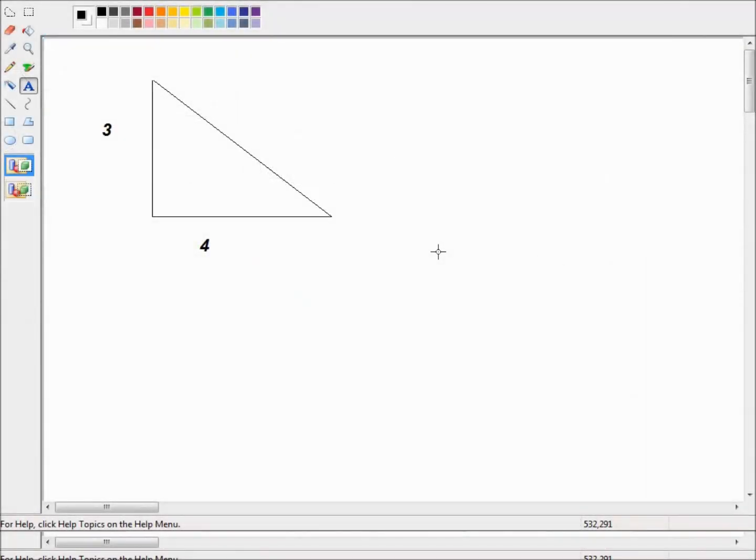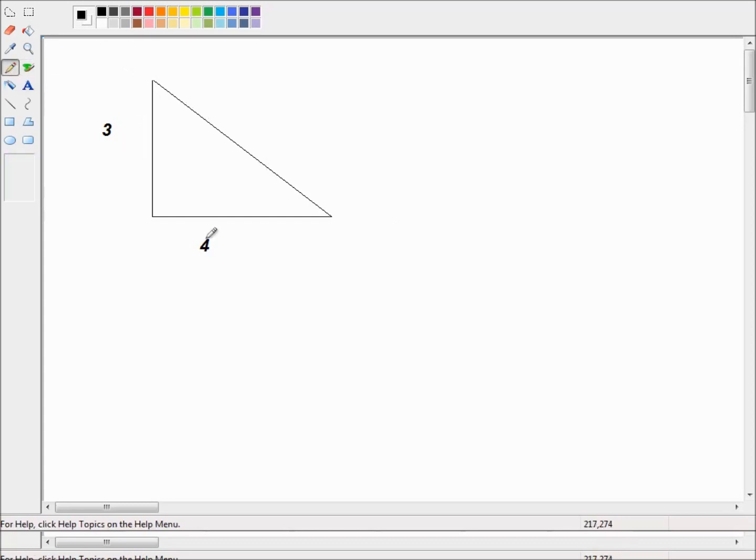Okay, well, so much for the theory. Let's have a go at putting this into practice. I've got a right-angled triangle here, and one of the lengths is 3 units, and one of the lengths is 4 units. So we're going to try and find the length of the hypotenuse here.